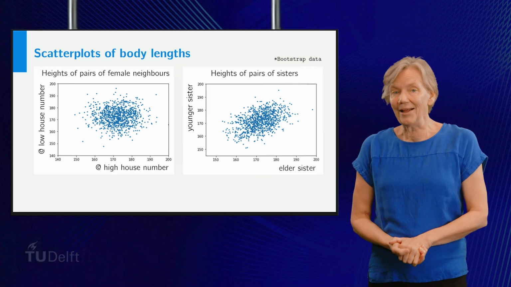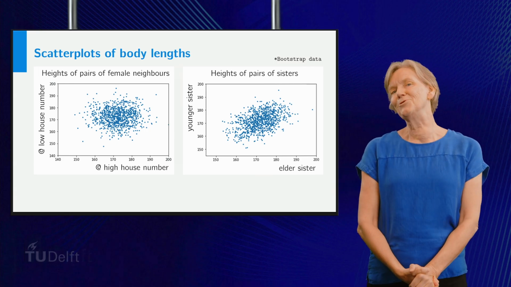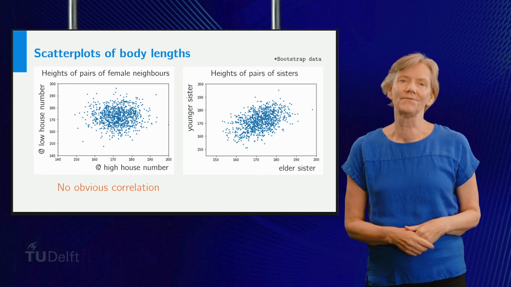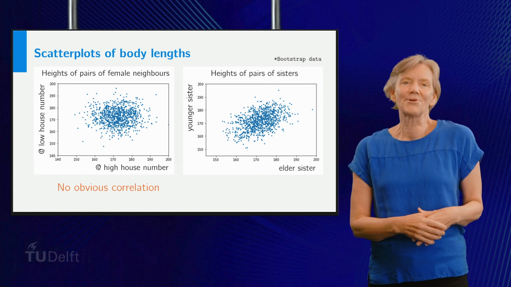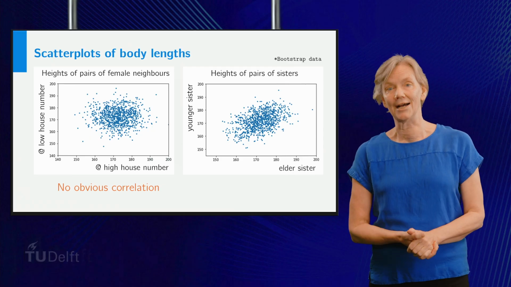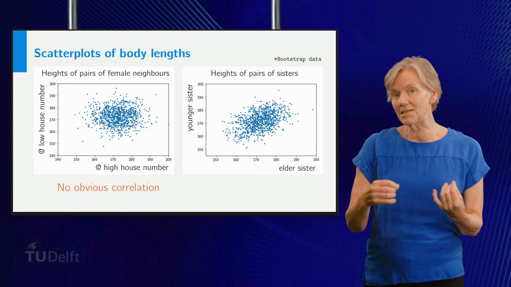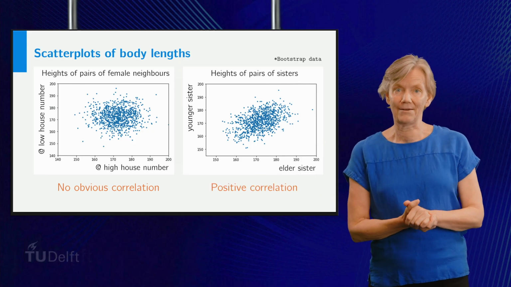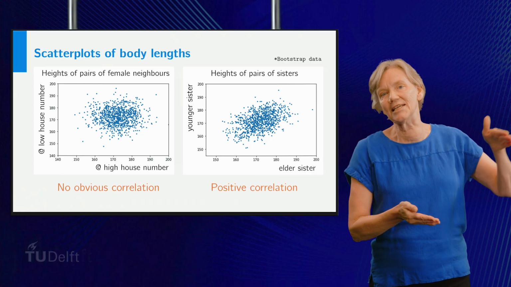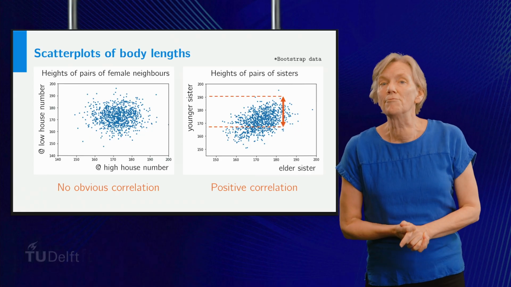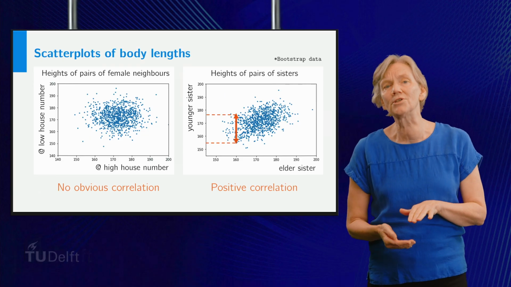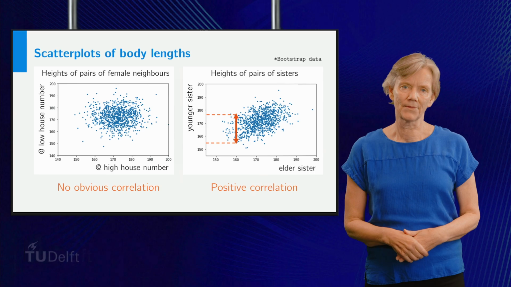So do you see the important difference between the two graphs? The heights of the neighbors do not show any correlation. When I am tall, there's no reason why my neighbor should be tall as well. The variables describing our heights are independent. Sisters, however, often have similar body lengths. The correlation is not perfect, but the upward trend is unmistakable. If a woman is tall, her younger sister is probably tall as well. And if a woman is short, her sister probably is shorter as well.